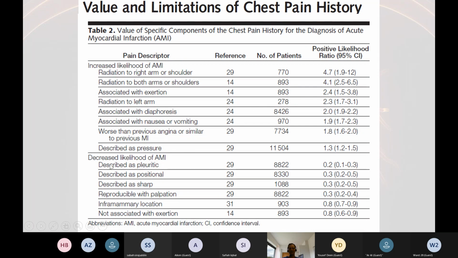On the other hand, factors that decrease the likelihood. If it's pleuritic, your chance is down at 0.2. So it's a very good rule out of cardiac pain, or of ischemic cardiac pain, if the pain is pleuritic. Positional and sharp are also good rule outs, although bear in mind that often patients will describe sharp pain as severe pain. So if you ask if it's sharp and they say yes, it's really, really sharp, then ask them, is it feeling like being stabbed? Is it that kind of sharp, or do you just mean very severe by that? And very often they will agree that they just mean very severe.